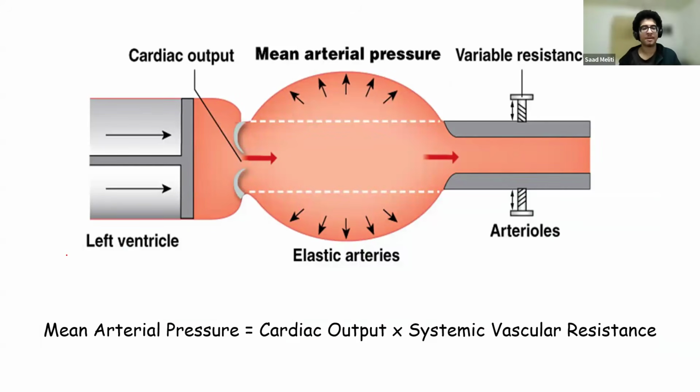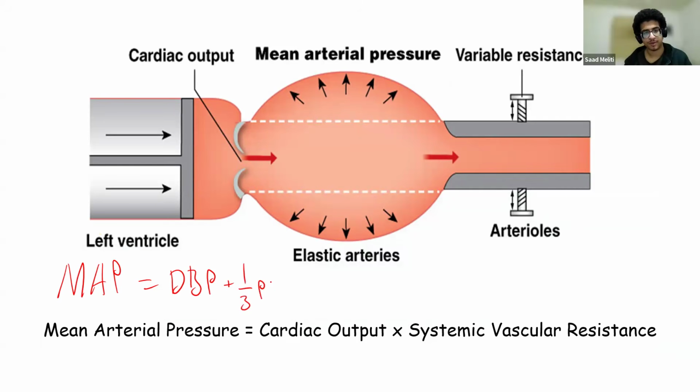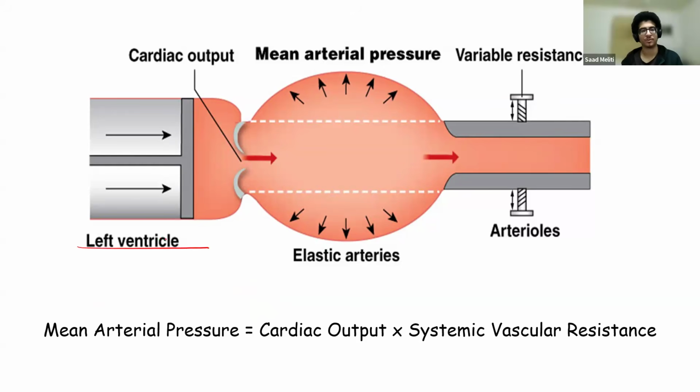So you guys remember the MAP, okay? MAP was, let's write it down right now: diastolic blood pressure plus 1/3 of the pulse pressure, okay? There's another way to calculate the mean arterial pressure. Look at this. Let me delete all of this. We have the cardiac output from the left ventricle, okay? It's going through the arteries, the aorta, for example. Consider this the aorta, okay?